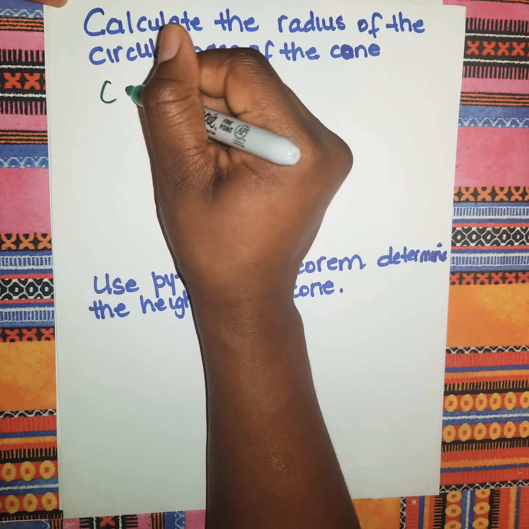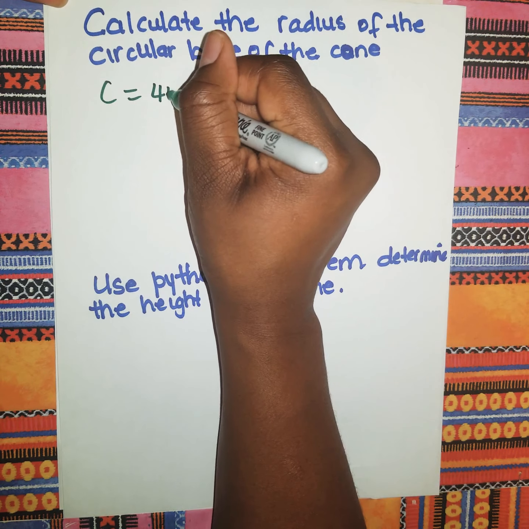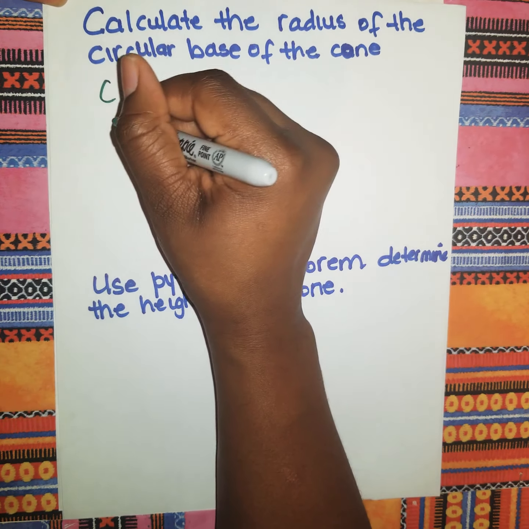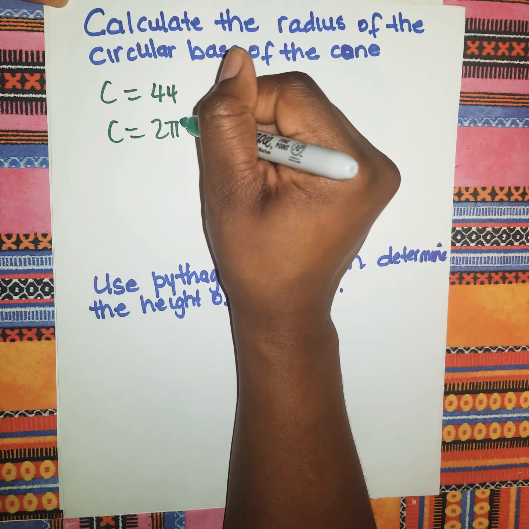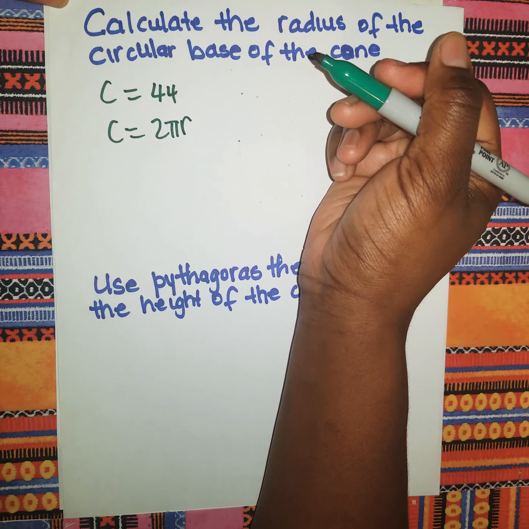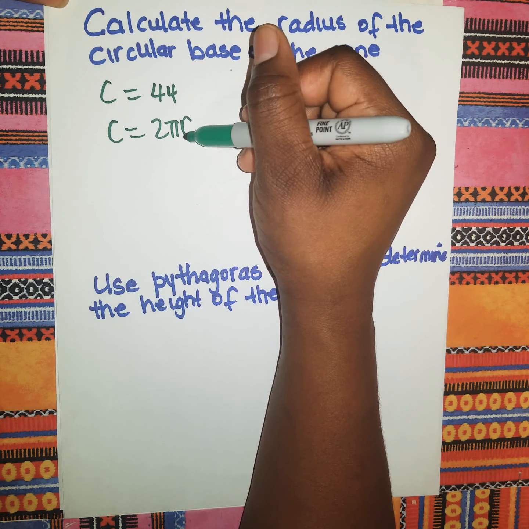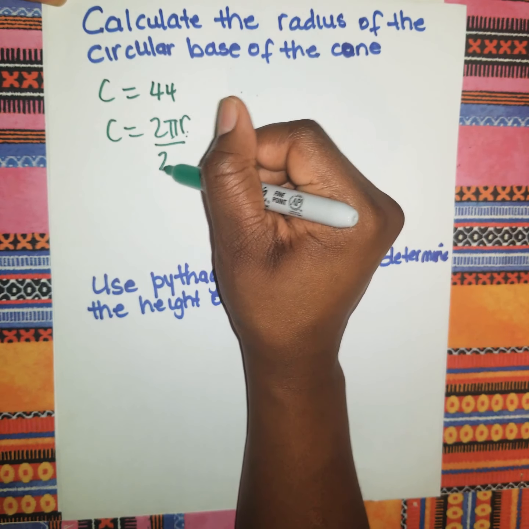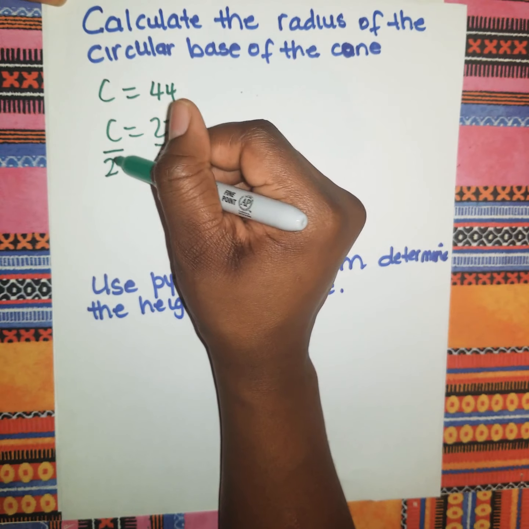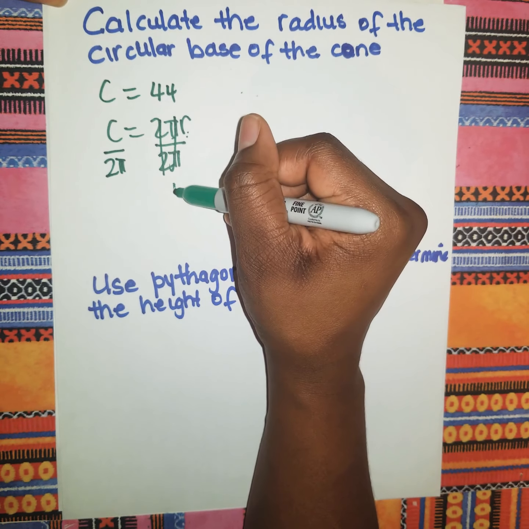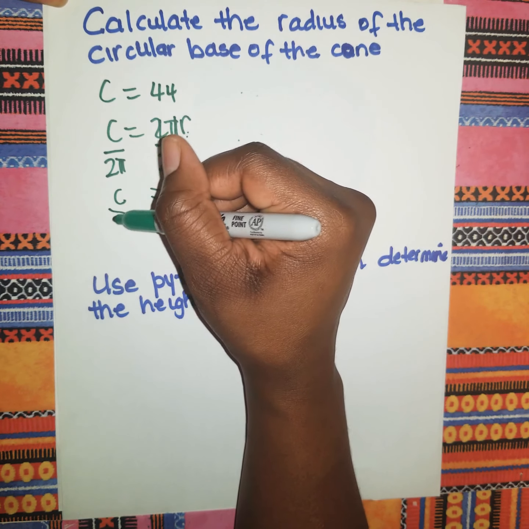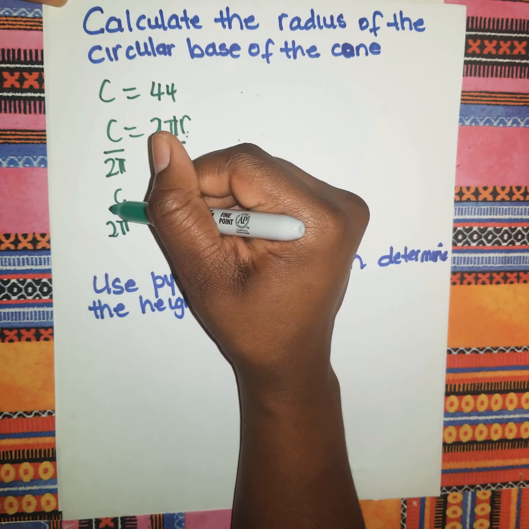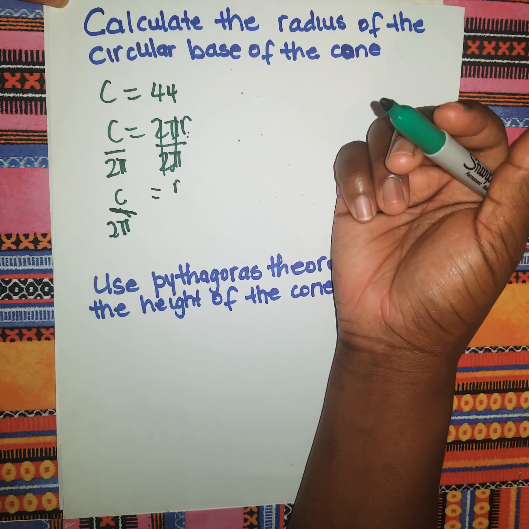so circumference is equal to 44. And we know the formula for circumference is equal to 2 pi r. Okay? So if we want to find r here, we transpose to make r the subject. To make r the subject, I'm going to divide by 2 pi on both sides. So that cancels that. r is equal to c over 2 pi. Alright, guys, I hope you're following so far.